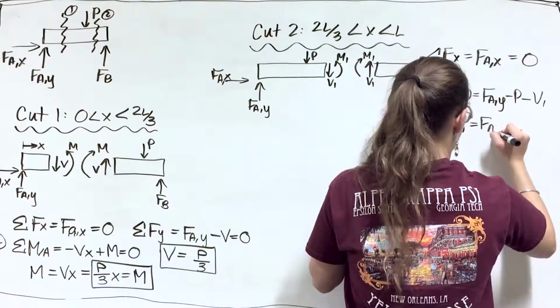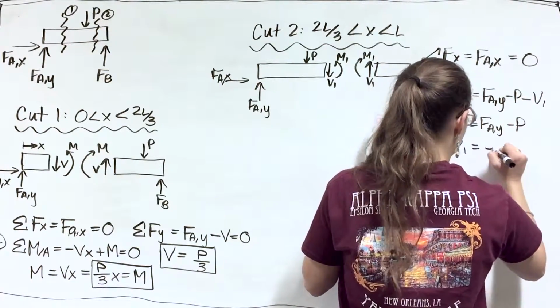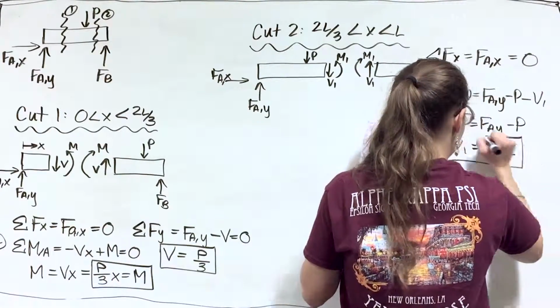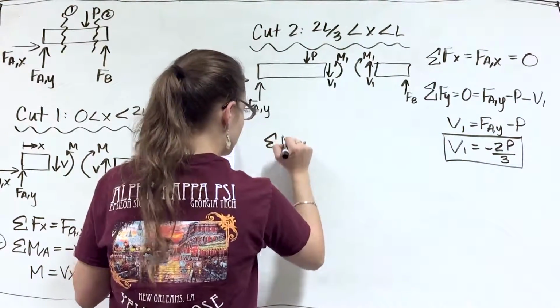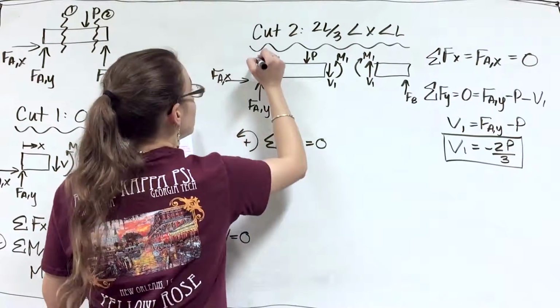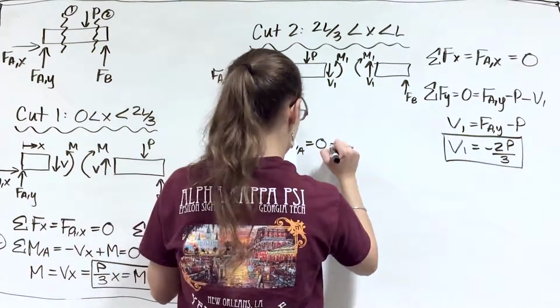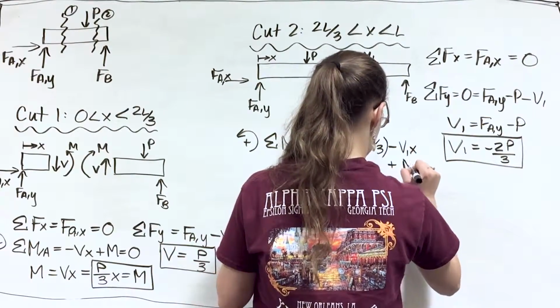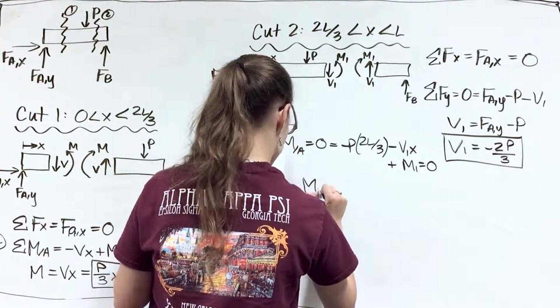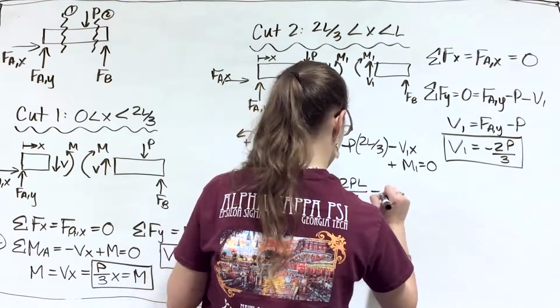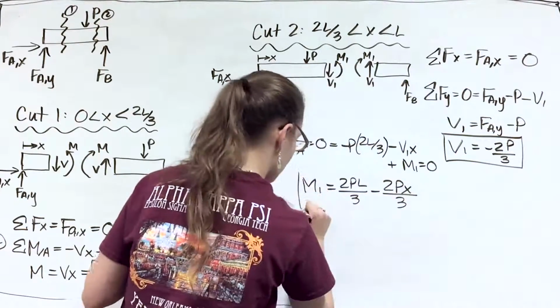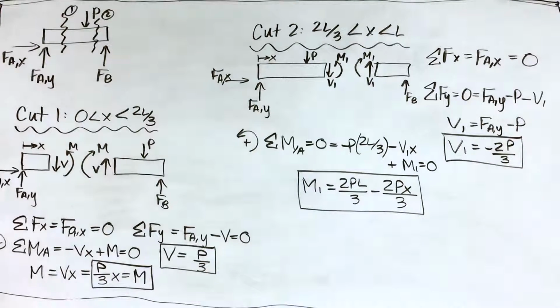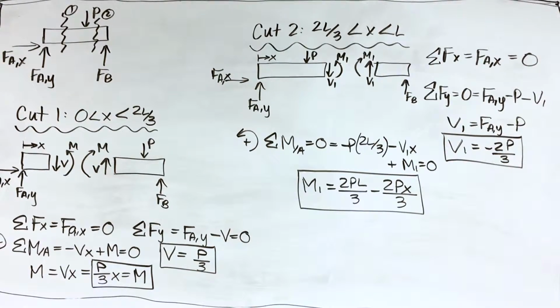So we're going to go ahead and look at the left piece. Do the same exact thing: the sum of the forces in the x direction, and we see that FAx is equal to 0. And when you do the sum of the forces in the y direction, we can see that V1 is equal to negative 2P/3. And when you do the sum of the moments about point A, you can see that M1 is equal to positive 2PL/3 minus 2Px/3. So now we have the values for our shear force and our moment force at these two different cuts.